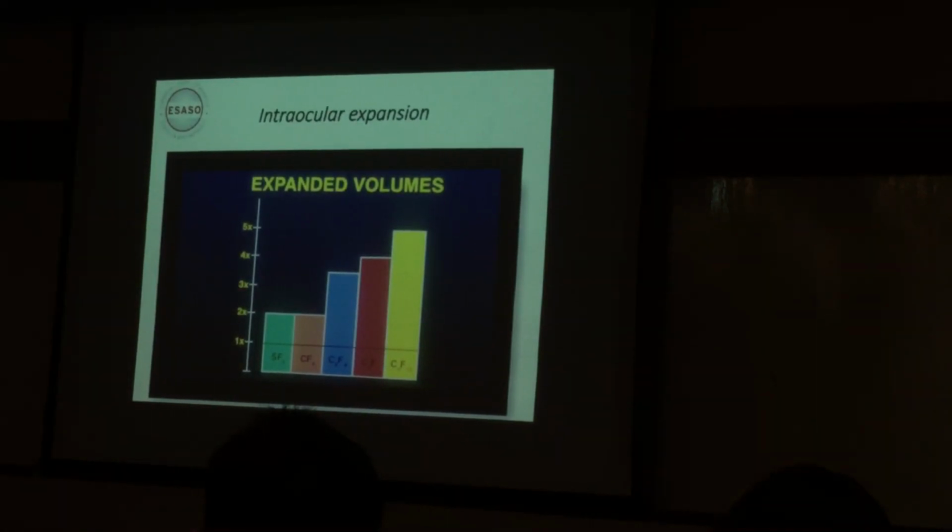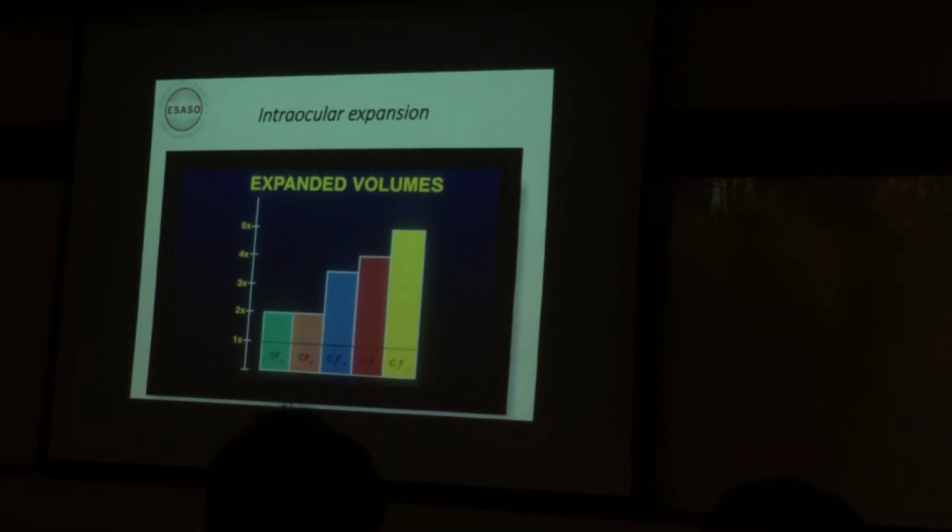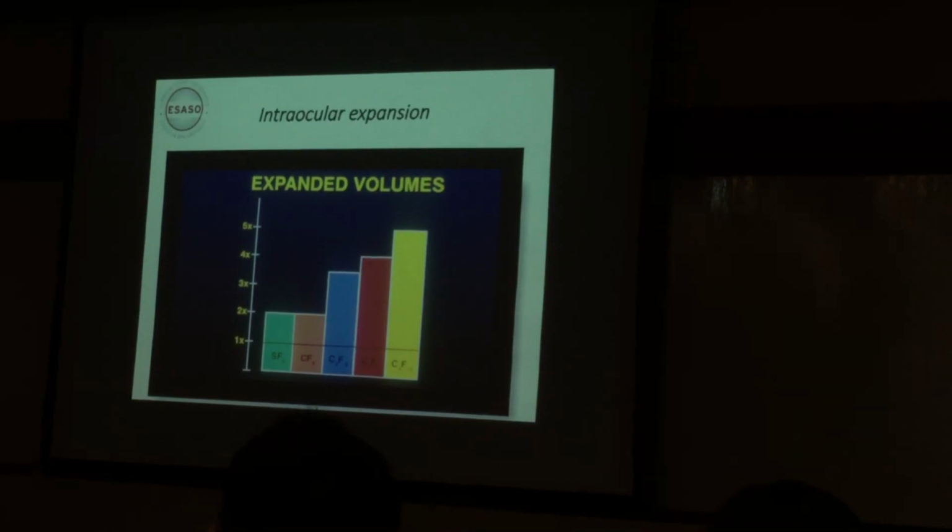So a very simple chart to explain the expanded volume. Sulfur hexafluoride will expand to 2 times its initial size or volume. Whereas if we use any of the perfluorocarbon gases, they expand between 3 to 4 times. C2F6, which is perfluoroethane, expands about 3 times. So we're talking about the pure volumes of these gases. If you inject 1 cc, it will expand to 2 cc's in the eye.